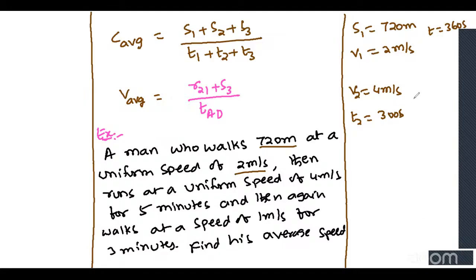So S2 equals 1200 meters. Next, and then again V3 is 1 meter per second for a time of 3 minutes. 3 minutes means 180 seconds. So S3 equals 180 meters.